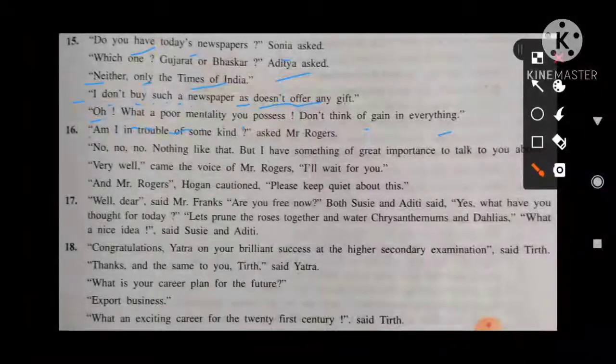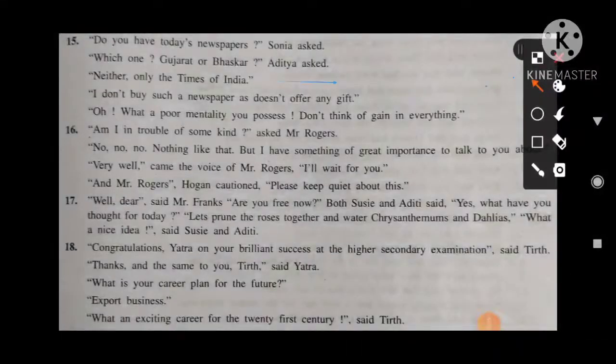Now you can easily find your speaker and listener in every sentence. So here Sonia asked, and this sentence is said by Sonia. So Sonia asked Aditya. First sentence, beginning of the para, so we have to mention both listener and speaker. So Sonia asked Aditya, connector if, because question sentence hai, if he had that day's newspaper. Today's newspaper converts into that day's newspaper.